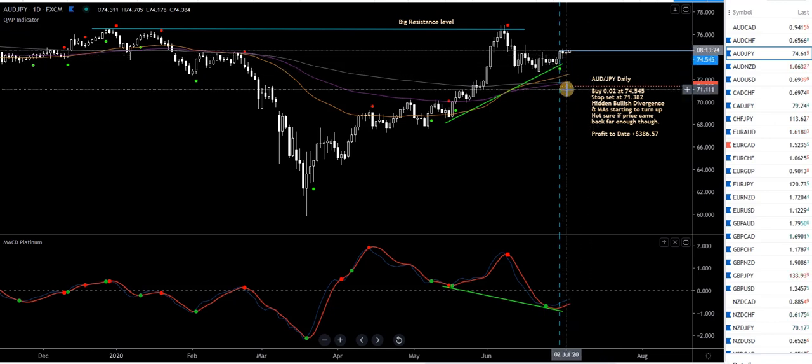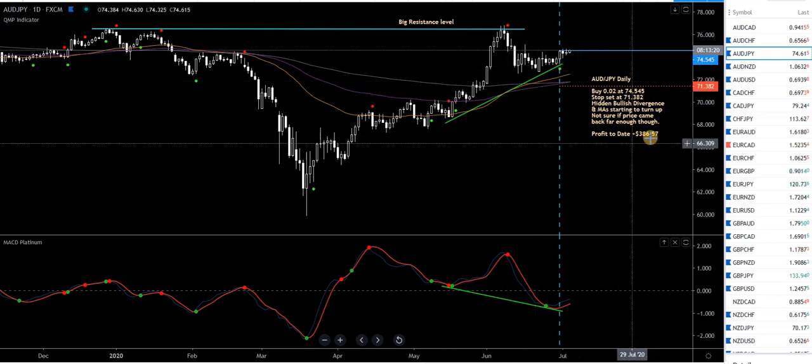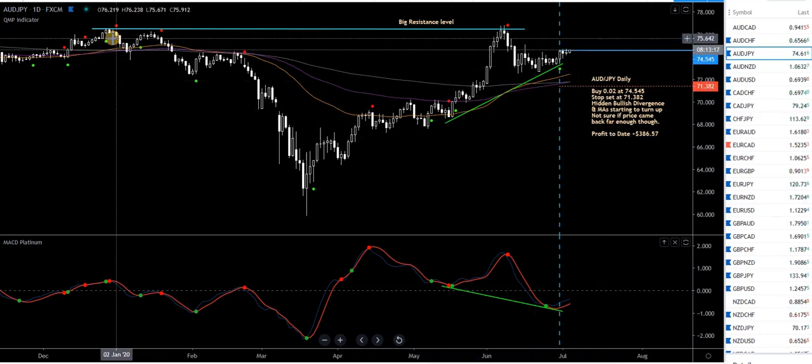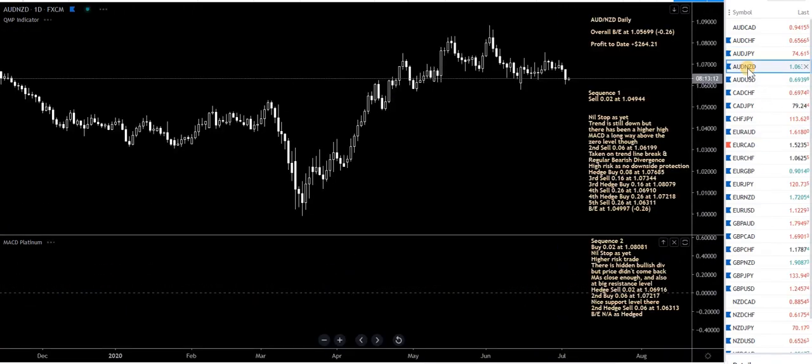So we're in a buy here. That's the buy. Here's my stop level. It's hidden bullish divergence. You can always read my notes here. Break through this top level here would be great. New Zealand.